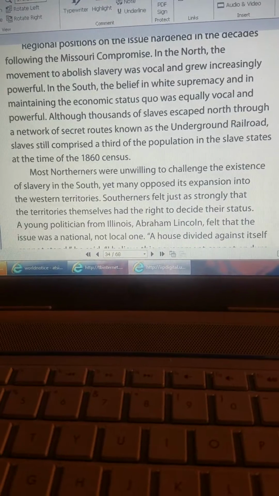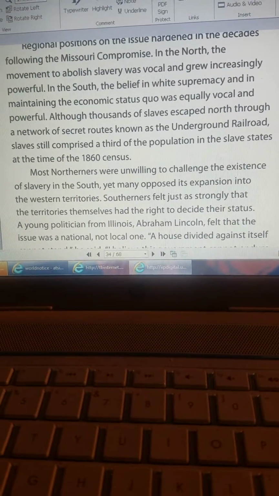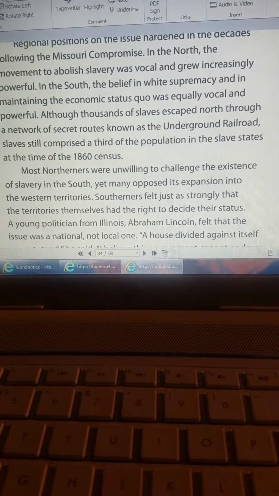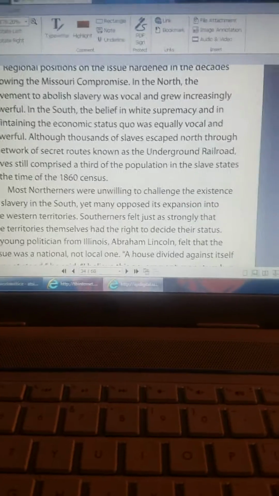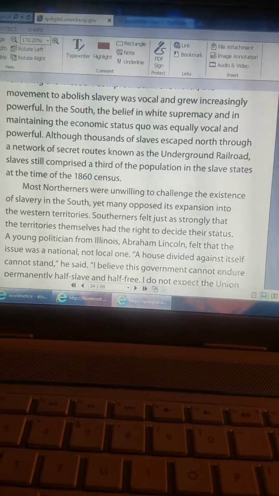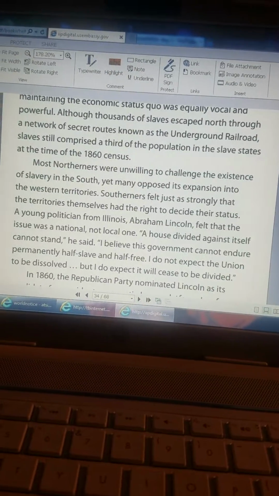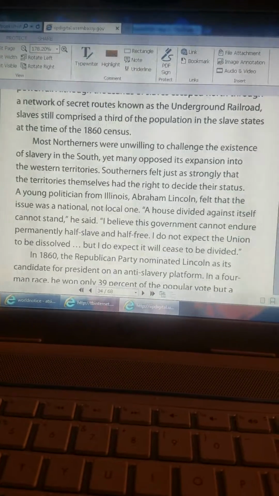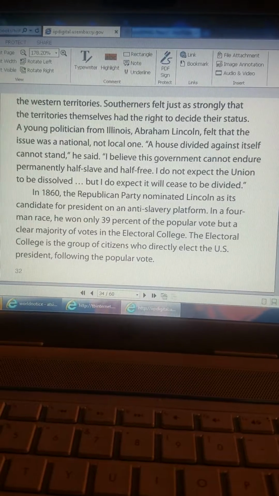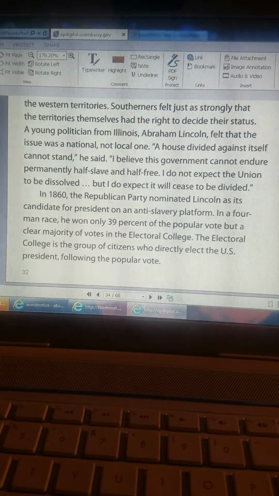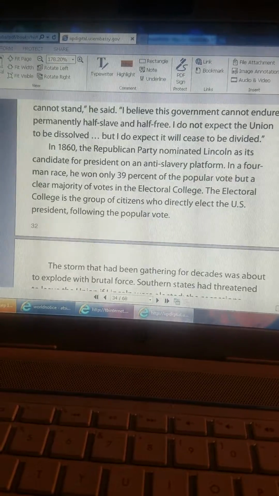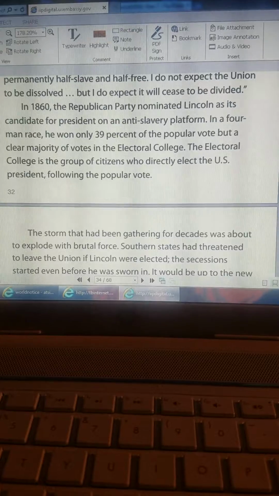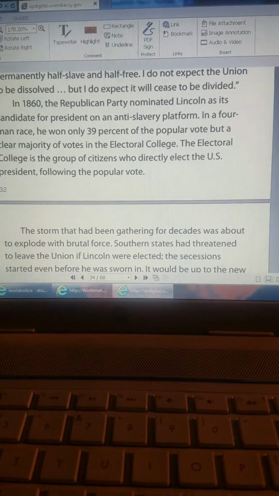A young politician from Illinois, Abraham Lincoln, felt that the issue was national, not a local one. A house divided against itself... Let me guess. Cannot stand. Oh, cannot stand, he said. I believe this government cannot endure permanently half slave and half free. I do not expect the Union to be dissolved, but I do expect it will cease to be divided.